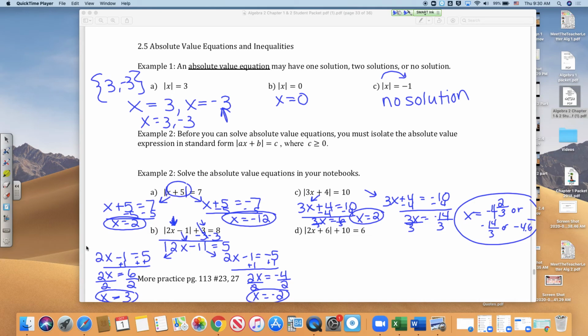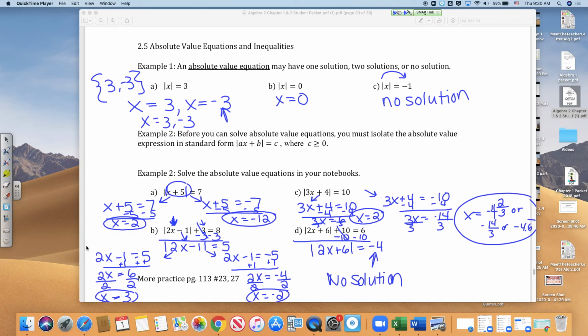Moving on to letter D, the first thing I have to do is isolate the absolute value bar. So that means I need to get rid of this 10 by subtracting both sides by 10. When I do that, I get the absolute value of 2x plus 6 equals a negative 4. As soon as you see a negative sign over here on the right, you should automatically think there's something wrong here, because I can never have an absolute value ever equal a negative. So this one's actually nice because the only thing I had to do was subtract 10 from both sides, and I realized quickly this is no solution.